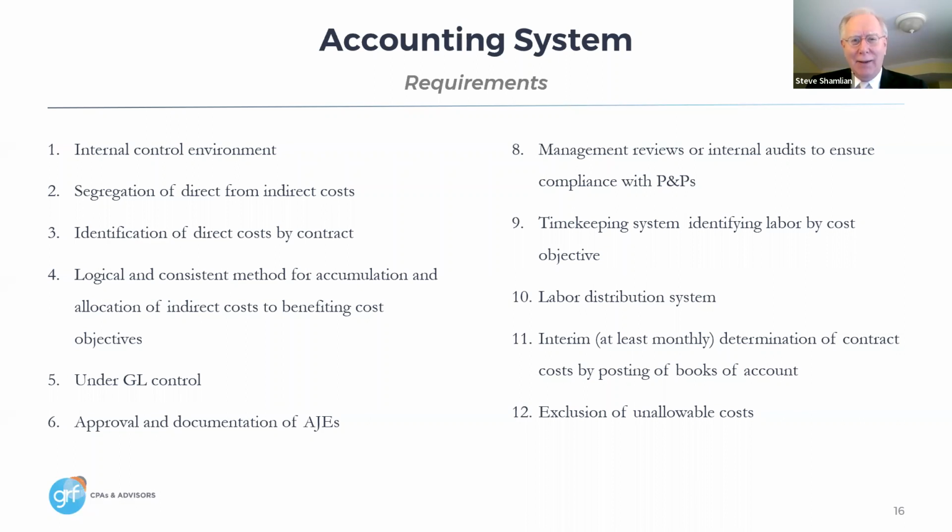And those are adjusting journal entries. They're not approved or supported. And how come the accounting manager's boss didn't catch that? So, the adjusting journal entries should be approved and documented, well supported. All these policies and procedures should be monitored either by internal audit or management review to make sure that they're consistently applied over a long period of time.